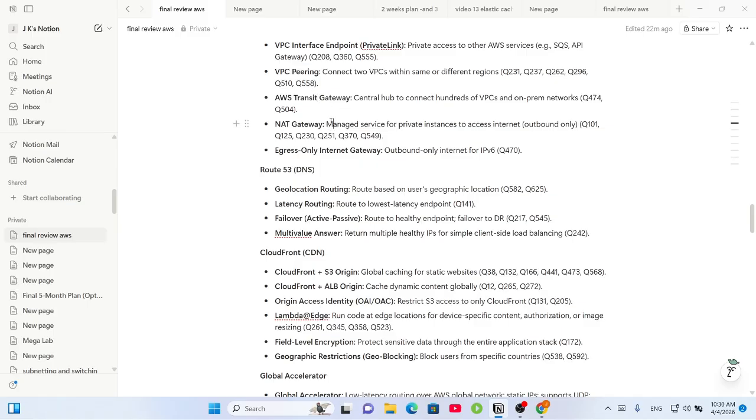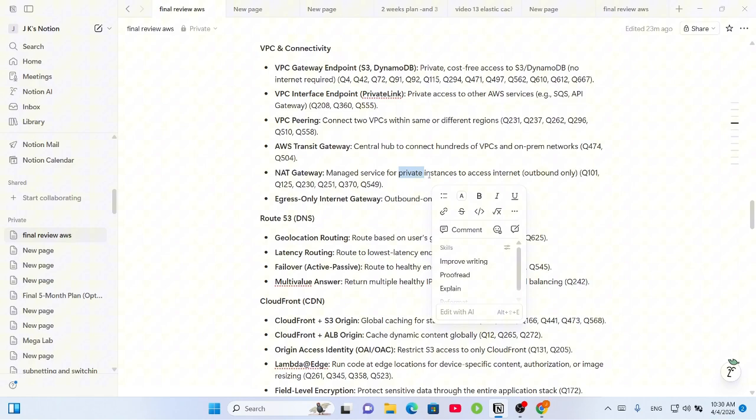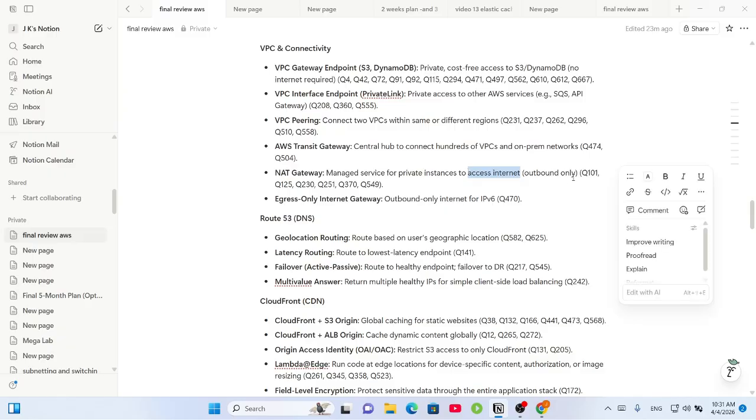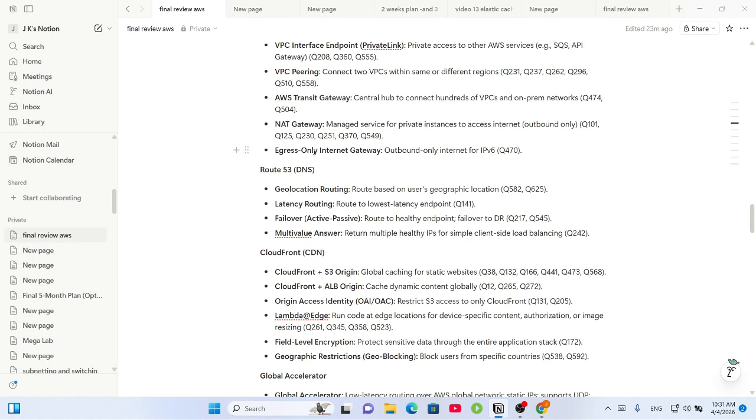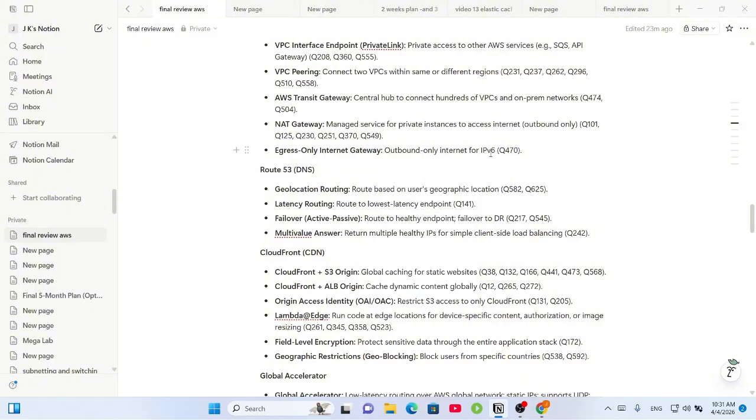NAT Gateway, this is a managed service for private instances to access the internet. This is what I told you before, right? We can configure NAT Gateway and connect it to private instances, which will allow you to access the internet outbound only. We have a lot of questions on this. Egress-only internet gateway, outbound-only internet for IPv6. Egress-only internet gateway is only for IPv6.